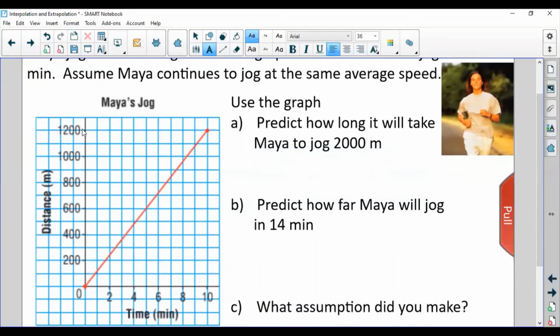I can extend the line out, but there's another trick that I can use. If Maya continues to jog at the same average speed, I could solve for how many minutes it takes to jog 1000 meters and then double it. So at 1000 meters, Maya is jogging at roughly 8 minutes and 20 seconds. So if I double 8 minutes and 20 seconds, I get 16 minutes, 40 seconds.